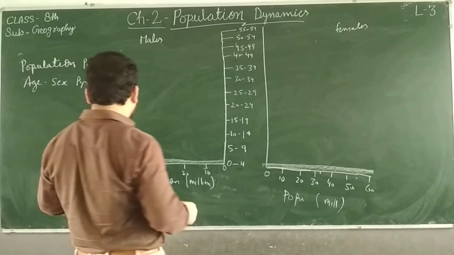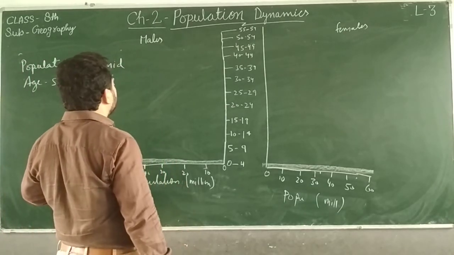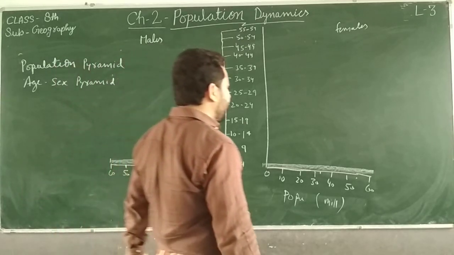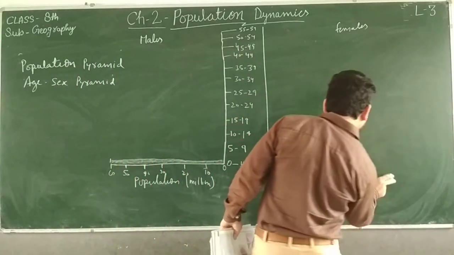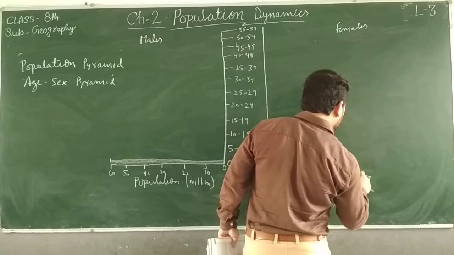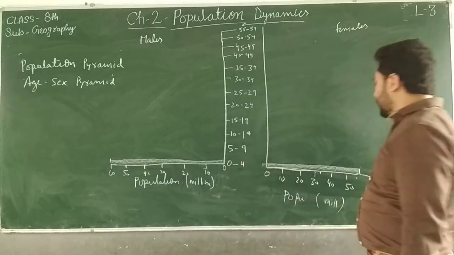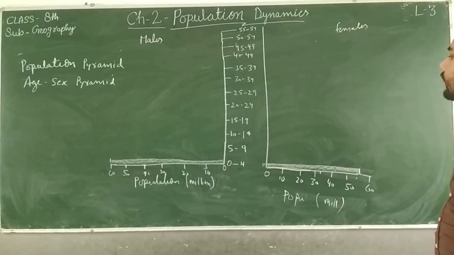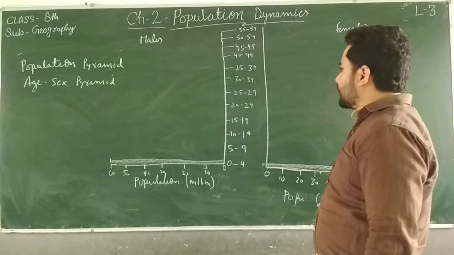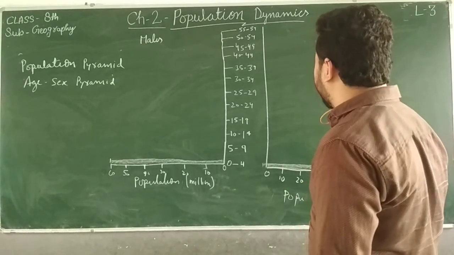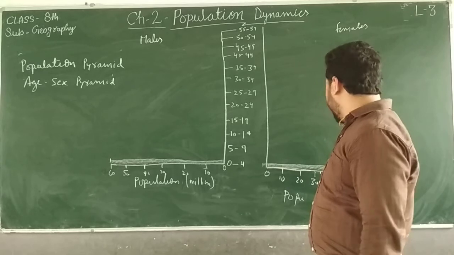Up here we can say, out of 60 million, males were 60 million and females were around 55 million. So you will just end it here like this. This is how we will show the age as well as sex component of population in a population pyramid.